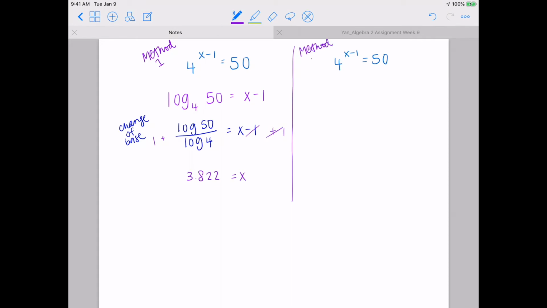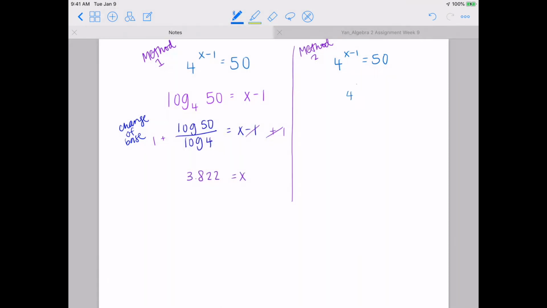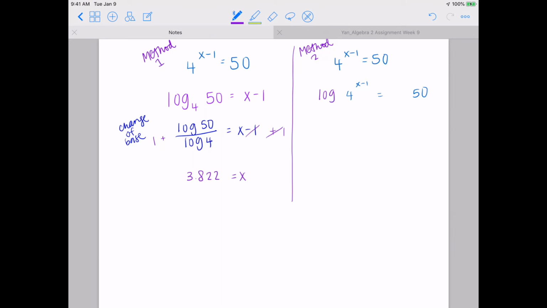Let's look at method 2, the one where we log both sides. So I'm going to have the question, and I'm going to put log in the front of each of those. And we're going to take the x minus 1 to the front, because that's a whole exponent. So it will look like (x minus 1) log 4 equals log 50.